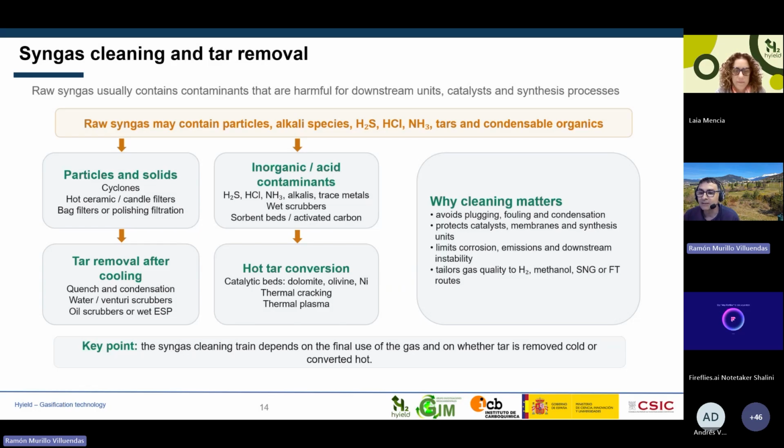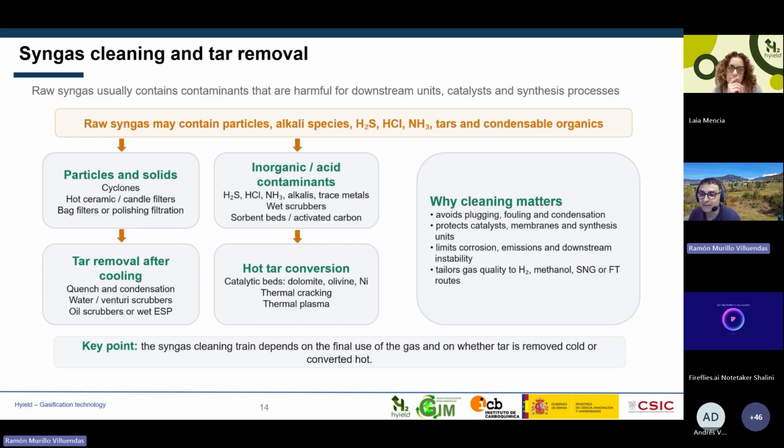For particulate removal, the first barriers are usually cyclones and hot gas filters, such as ceramic or candle filters. For acid and trace contaminants, different options are available, including wet scrubbers, sorbent beds, and activated carbon polishing. Tar can be handled in two main ways. One option is to cool the gas and remove tar by condensation or scrubbing, for example, using water, venturi, or oil scrubbers. The second option is to keep the gas hot and convert tar before cooling. This is especially attractive when gas efficiency must be preserved.